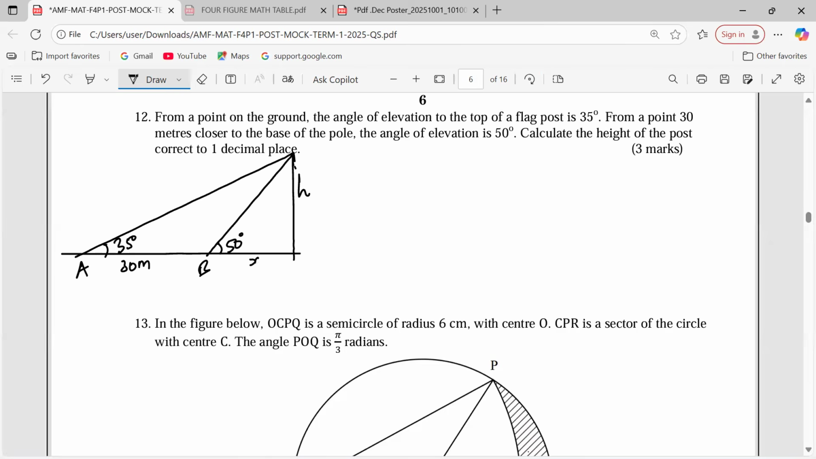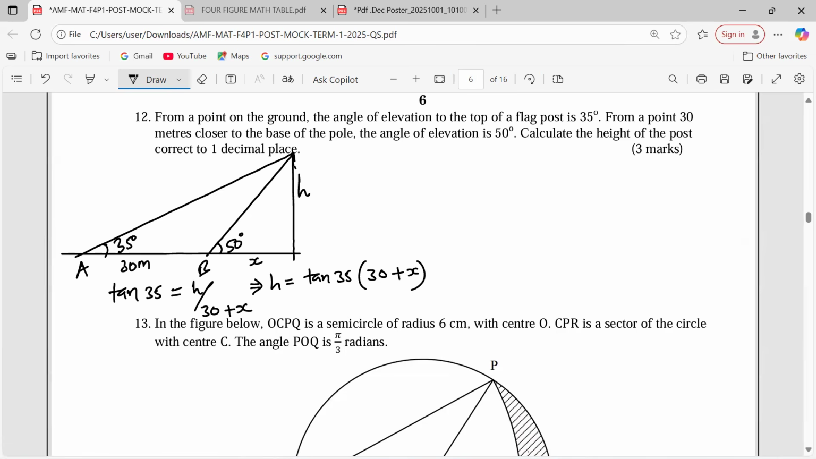We can let this distance be x. So that we say, applying trigonometry here, we talk about the tan of 35 being equal to opposite over adjacent, length 30 plus x. You see that? So from this, the value of h equals tan 35 times (30 plus x).